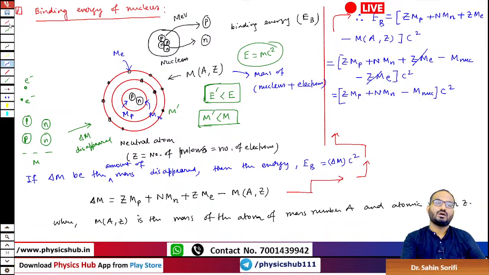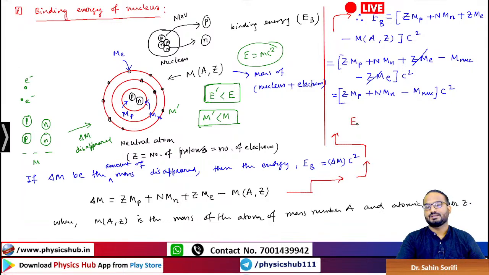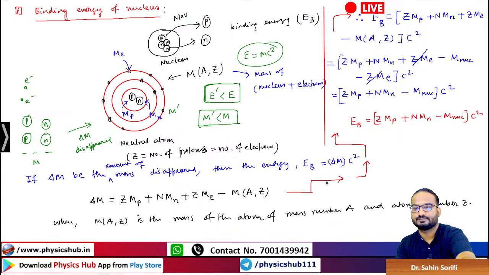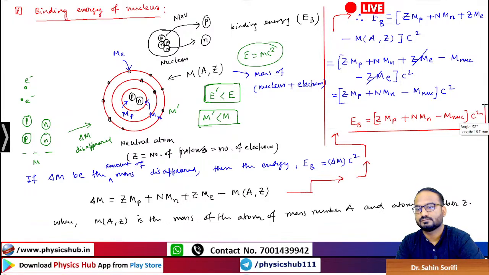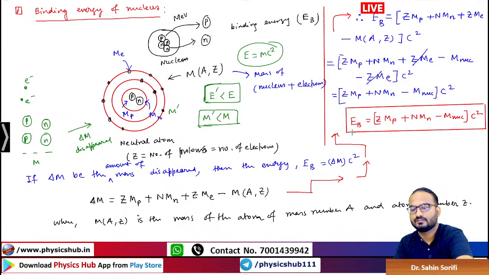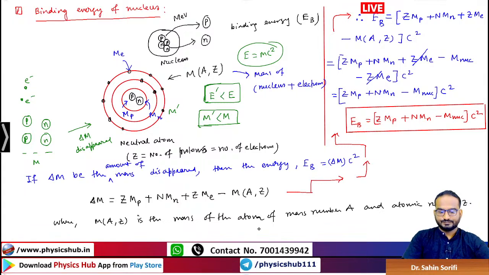So this is the formula of the binding energy. This formula you will be utilizing every time: Z mp plus N mn minus the mass of the nucleus, times c square. Is it clear or not?